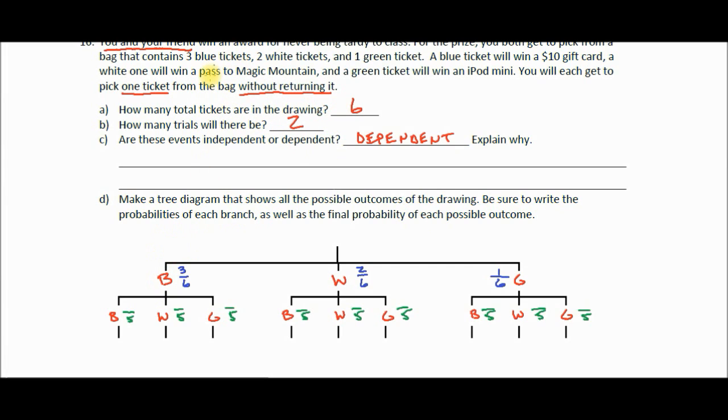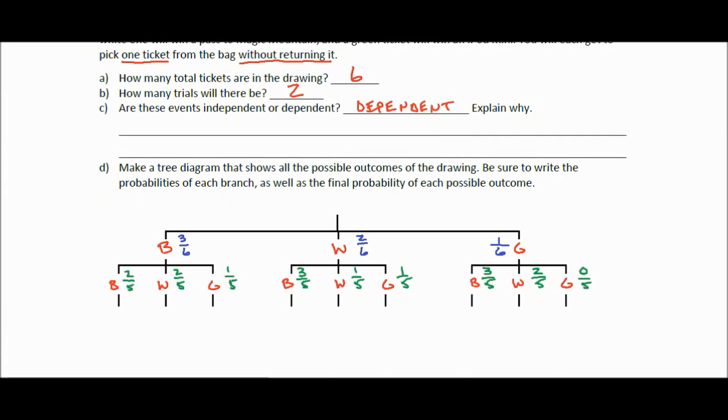Alright, if a blue gets picked first, how many blue tickets are left? 2. If a blue gets picked, how many white tickets are left? We still have 2. And how many green tickets are left? We still have 1. Next level, if a white gets picked, how many blues are left? We still got 3. How many white tickets are left? Well, 1 was picked. That means there's 1 left. How many green tickets left? We still have 1 green ticket. And then if a green was picked first, of course we still have 3 blue tickets left. We've now got 2 white tickets left. And the green was already picked. There are no green tickets left.